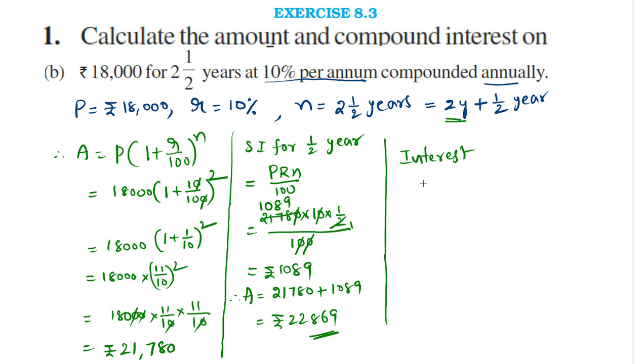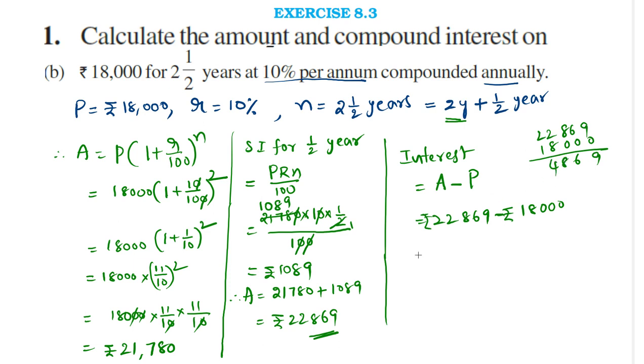Then the interest is equal to the total amount A minus the original principal amount P. A is 22,869 rupees minus the original principal amount, which is 18,000. Let us subtract. So 9, this is 6, this is 8. 12 minus 8 means 4. So this will be equal to rupees 4,869. So the total amount is rupees 22,869, and the compound interest is 4,869. Let us go to the next problem.